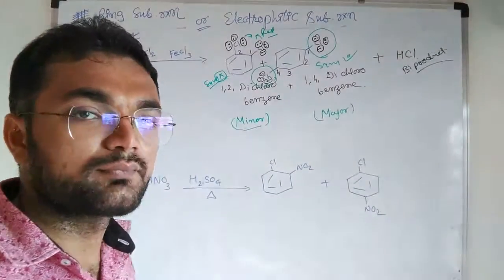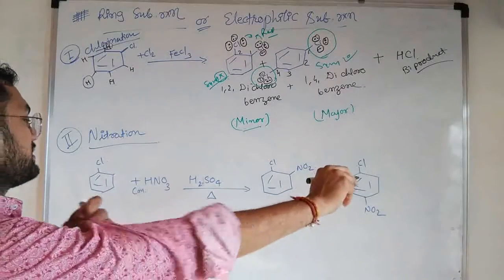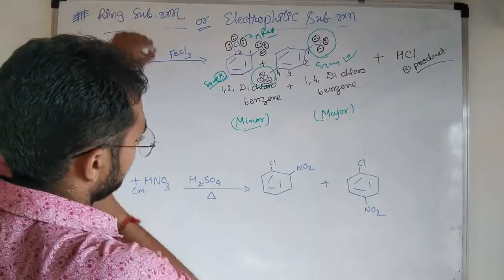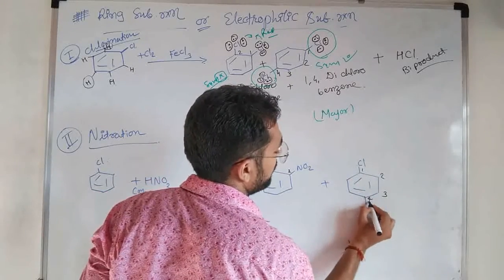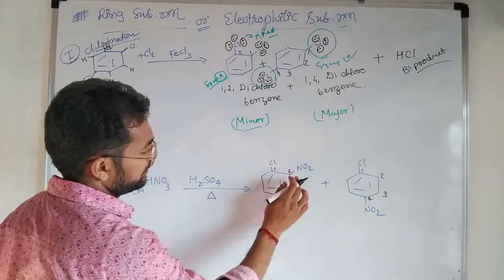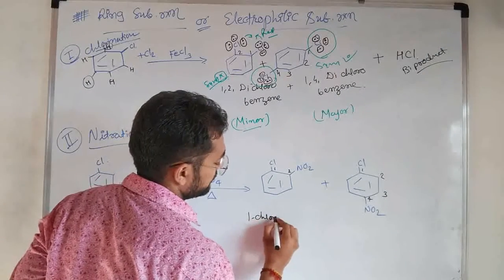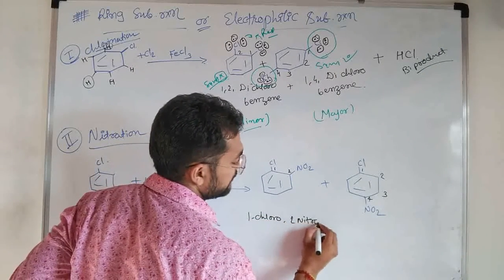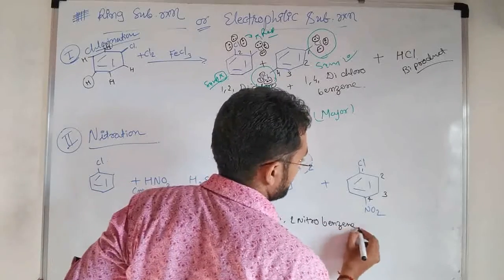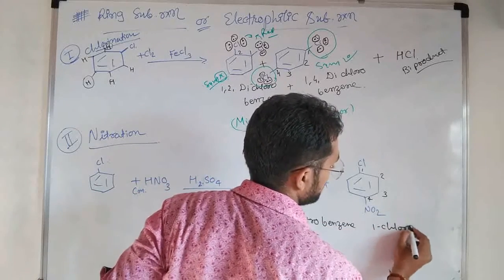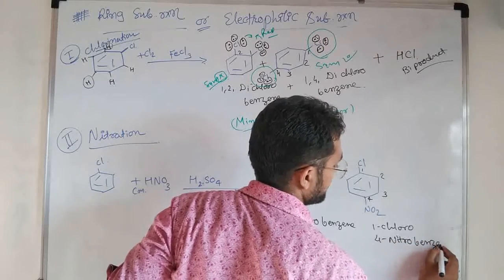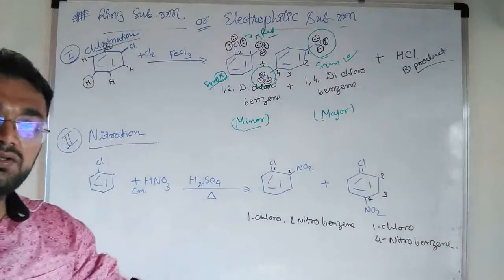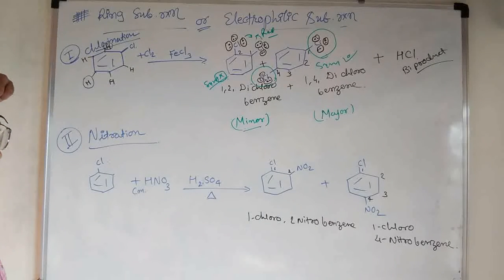Okay, here on the basis of priority, numbering 1 2, 1 2 3 4. Here 1-chloro-2-nitrobenzene, and here 1-chloro-4-nitrobenzene. These two types are formed in the presence of HNO3 and H2SO4.